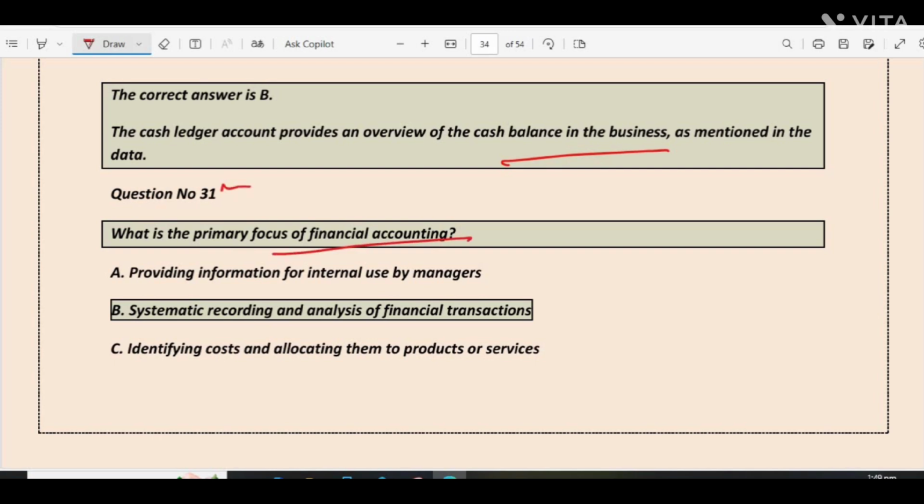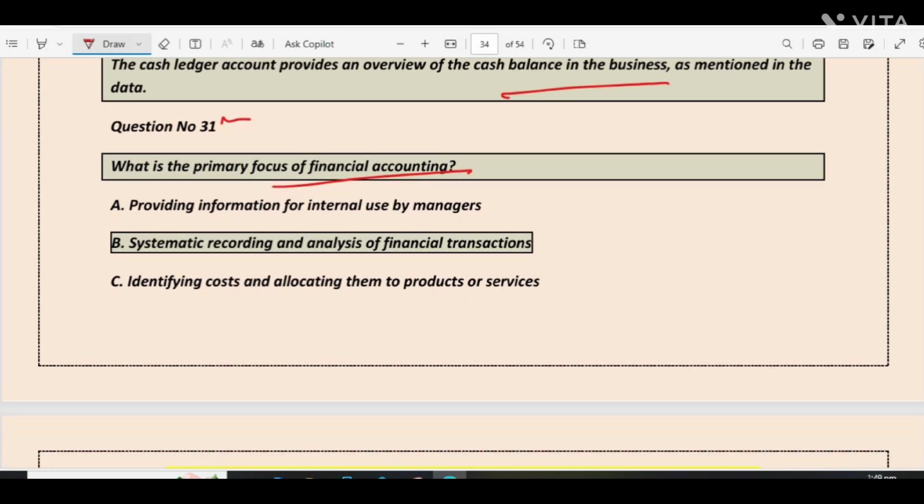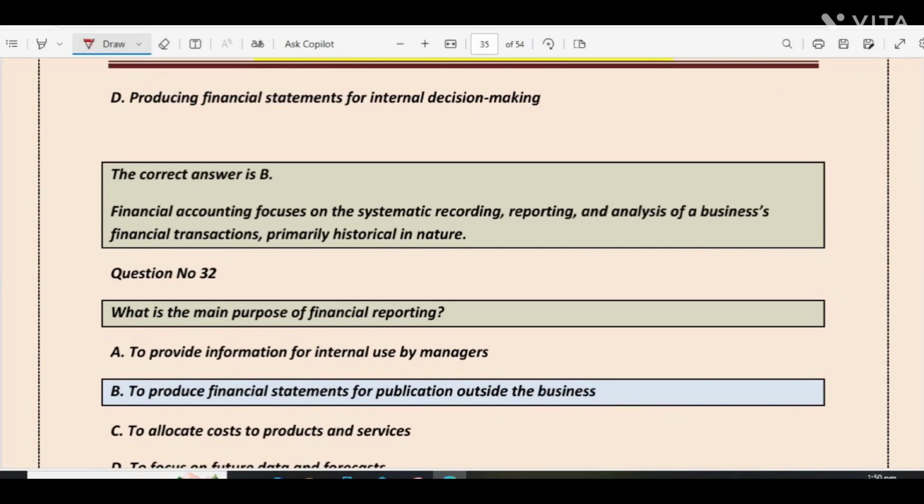This is another topic executed here. Financial accounting is basically the systematic recording and analysis of financial transactions, and we have discussed this in very much detail in the previous lectures. Financial accounting focuses on systematic recording, reporting and analysis of a business's financial transactions, primarily historical in nature.